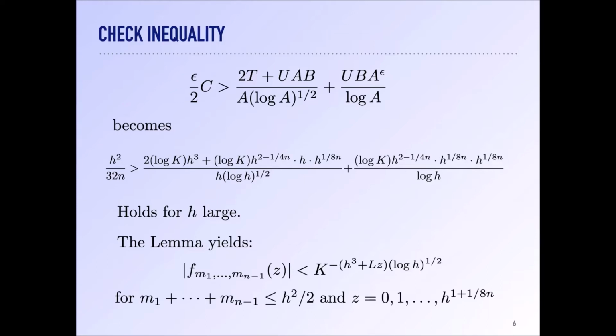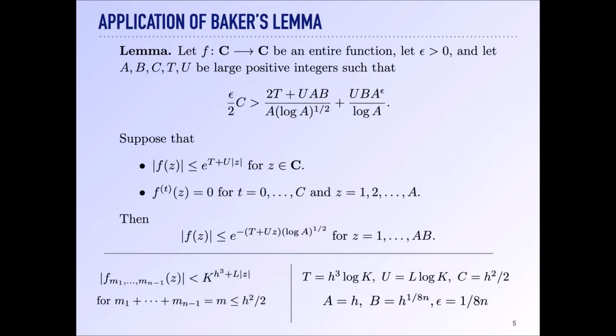And then what does the lemma yield? The lemma yields a very nice upper bound on what these values can be for an expanded number of z's. So you started with the fact that you had vanishing on z going all the way up to a, and my a was h.